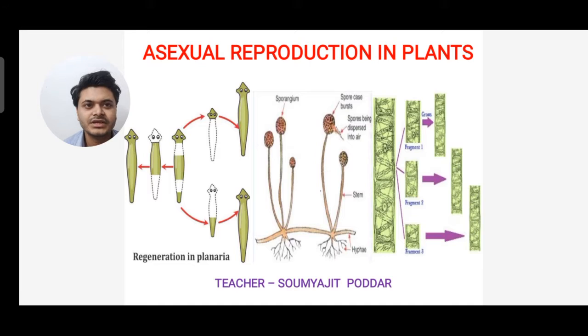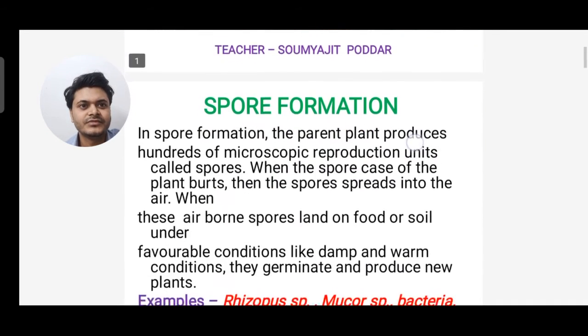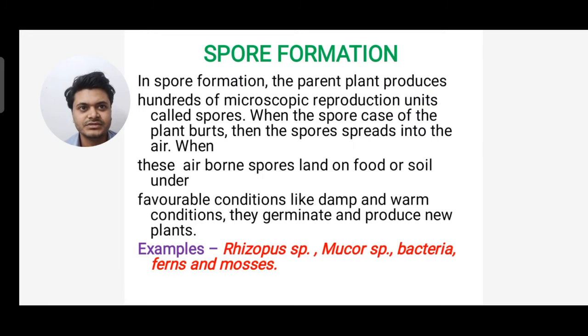Now let's start with asexual reproduction in plants, the remaining portion, that is fragmentation, regeneration and spore formation. So first we'll see spore formation. What is spore formation? In spore formation, the parent plant produces hundreds of microscopic reproductive units called spores. When the spore case of the plant bursts, the spores spread into the air. When these air-borne spores land on food or soil under favorable conditions like damp and warm conditions, they germinate and produce new plants. Examples: Rhizopus, Mucor, bacteria, ferns and mosses.